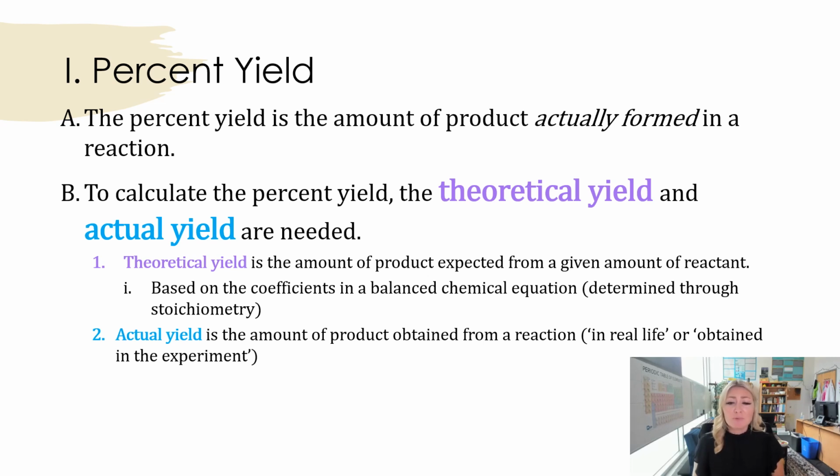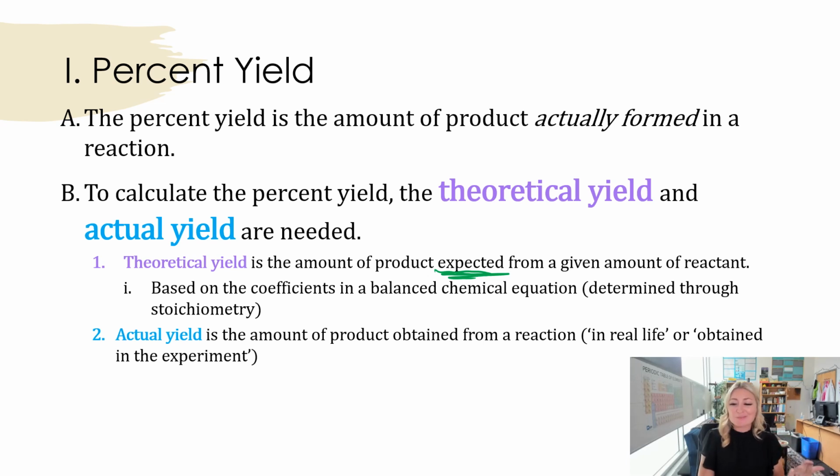So to calculate the percent yield, we'll take the theoretical yield and we're going to need the actual yield. Your theoretical yield is the amount of product expected from a given amount of reactant. Okay, so if I have a recipe that makes 60 cookies, I'm expected to get 60 cookies. In chemistry, we can base this on the coefficients of a balanced chemical equation. We would use stoichiometry to determine this.